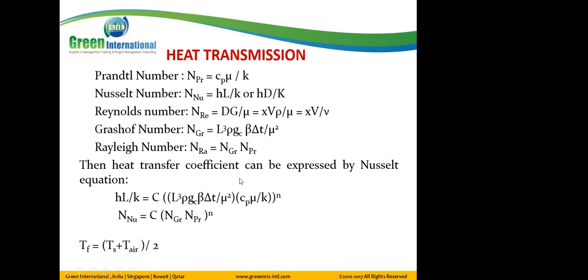And the heat transfer coefficient for convection, especially natural convection, has this formula: hL by k, which is the Nusselt number, equals C into Grashof number times Prandtl number to the power of n. There is a lot of derivation, but that is not important for us. Here it is only an MCQ, so just remember the formula only. The Grashof number is L cubed rho squared g beta delta T by mu squared, and Cp mu by k is the Prandtl number. The C and n are constants, which have been derived on an experimental basis. Tf is your film temperature, which is nothing but surface temperature plus air temperature divided by 2.